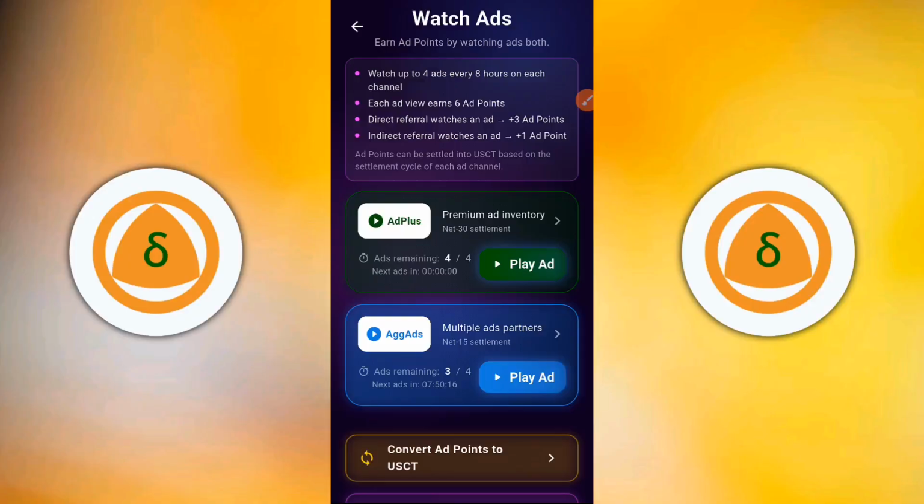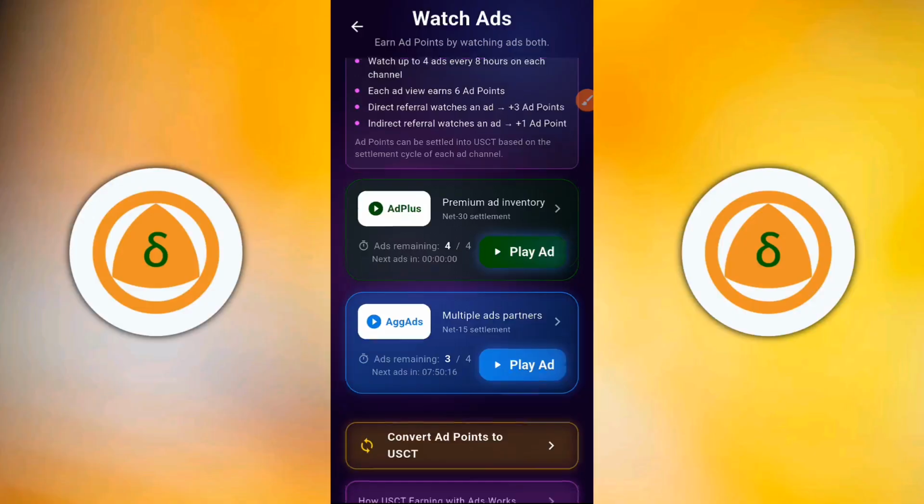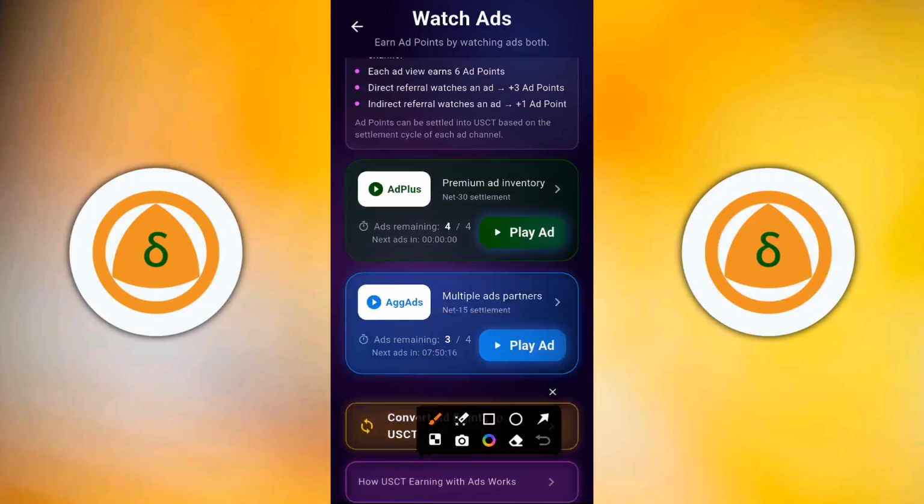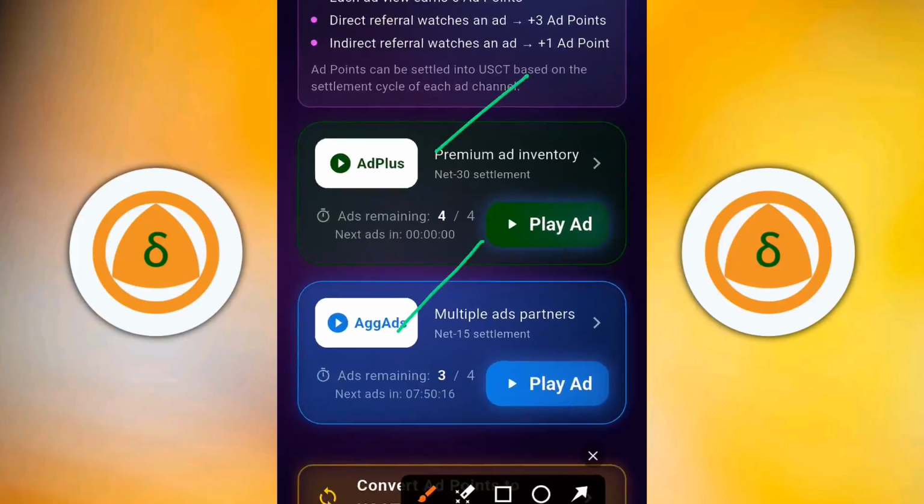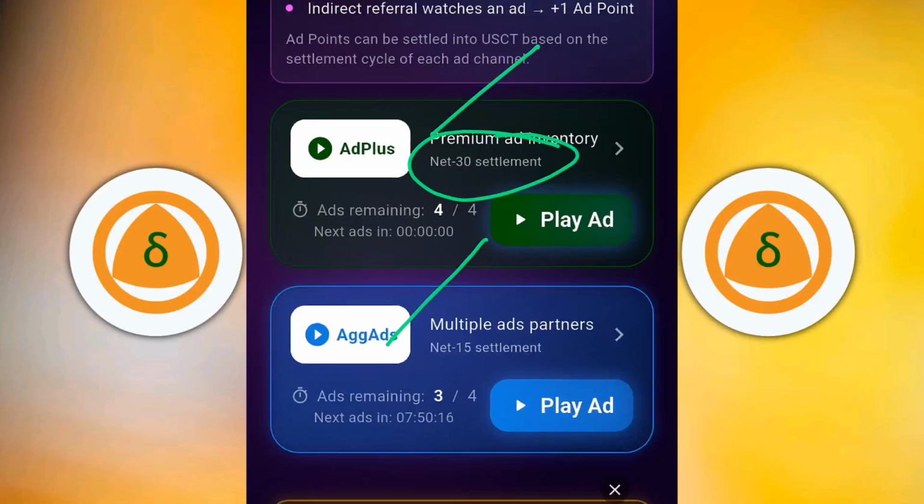So ad points can be settled into USDT mining based on the settlement cycle of each ad channel, right? Now, each ad channel has its own settlement cycle and also has what is allocated to the community. So Ad Plus and AGG ads have different settlement cycles. Now you can see right here, the net settlement for Ad Plus is 30 settlements and the net settlement for AGG ad is 15 settlements, right? So these are basically like quota which is rewarded to community members. So you might be looking at the settlements and you want to focus on the one that has a higher settlement, right? So I'm just going to go ahead and click on premium ad inventory.